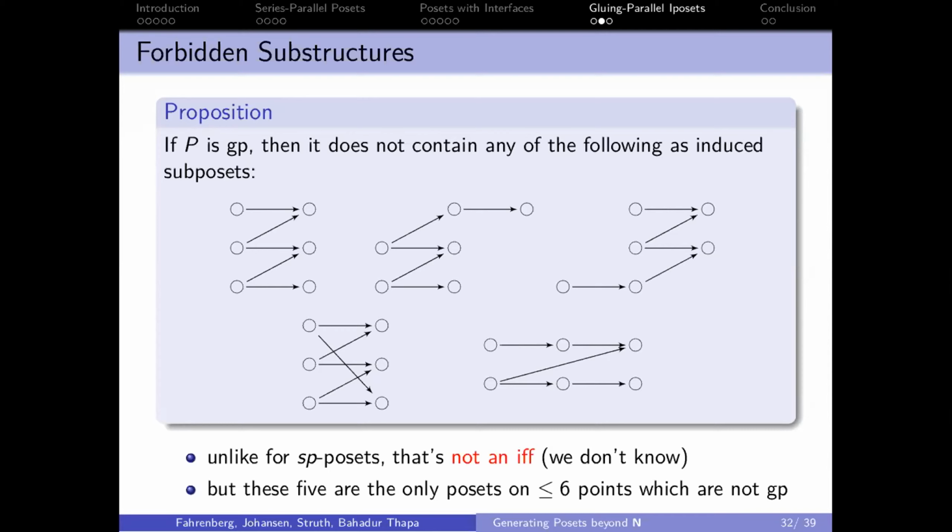The first one is a double N, and the others you can give suggestive names also. But the point is that this is not an if and only if. So we don't know if there are any further forbidden substructures, but we know that those 5 are the only posets on 6 points which are not gluing parallel, and also that any posets on fewer than 6 points are gluing parallel. So we did some more counting.